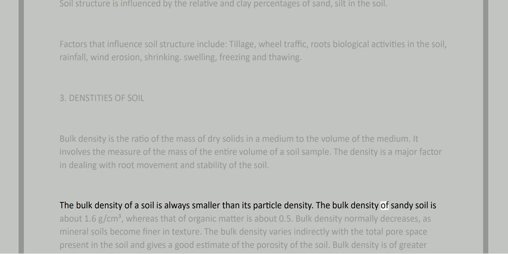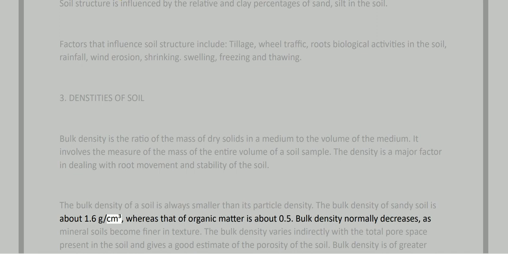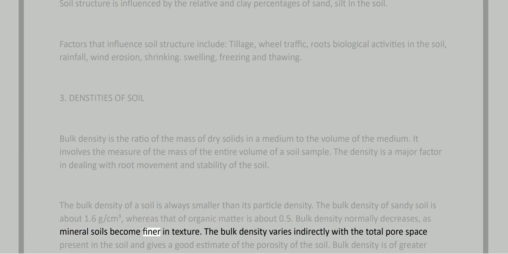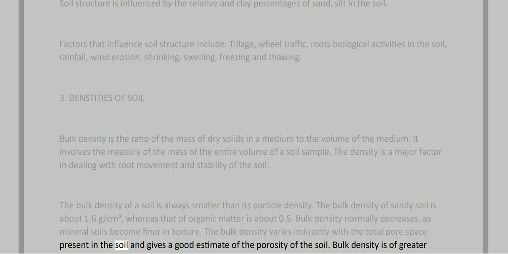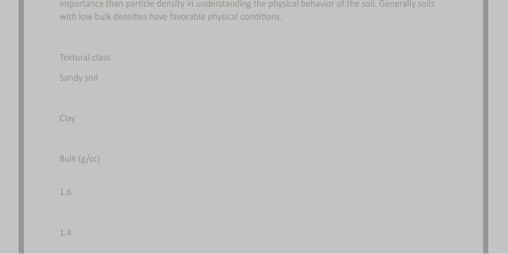The bulk density of sandy soil is about 1.6 g/cm³, whereas that of organic matter is about 0.5. Bulk density normally decreases as mineral soils become finer in texture. The bulk density varies indirectly with the total pore space present in the soil and gives a good estimate of the porosity of the soil. Bulk density is of greater importance than particle density in understanding the physical behavior of the soil. Generally, soils with low bulk densities have favorable physical conditions.